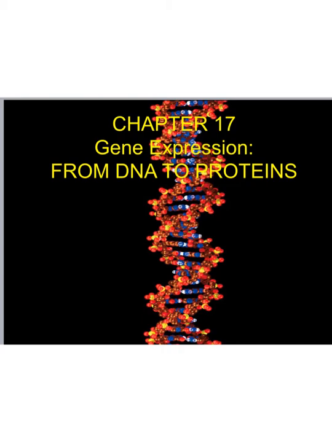Okay, so here we are in chapter 17. We're talking about gene expression, and we are going to talk about how we go from that DNA that we just talked about in chapter 16 to making the protein. So if you remember all the way back from chapter 6, we learned that DNA contains the instructions for making proteins. And so in this chapter, chapter 17, we're really going to talk about how we do that. What are the processes that we go through to start from DNA to get to protein?